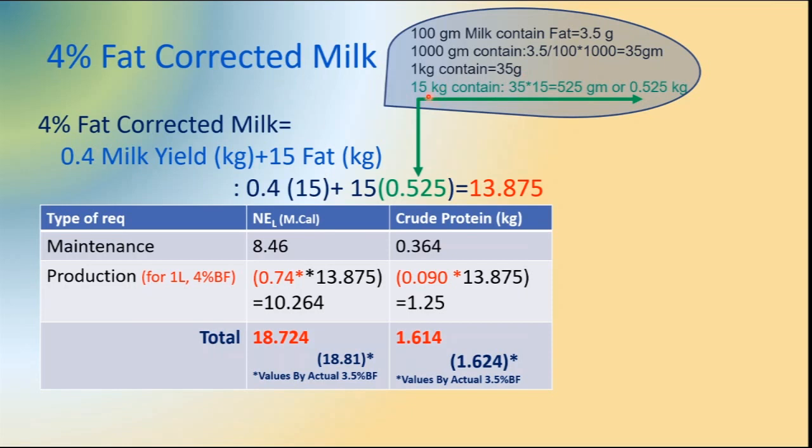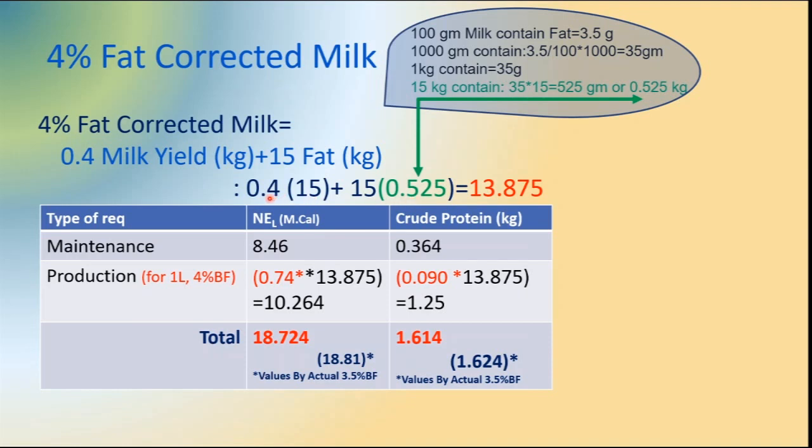So the animal is producing 15 liter of milk. The milk yield of our animal is 15 kg. So we have to multiply this 35 by 15, and we get a value of 525 gram. Here we have to write in kg, so divide this figure by 1000, and we get the value of 0.525 kg. So that 0.525 kg is the quantity of fat in kg.